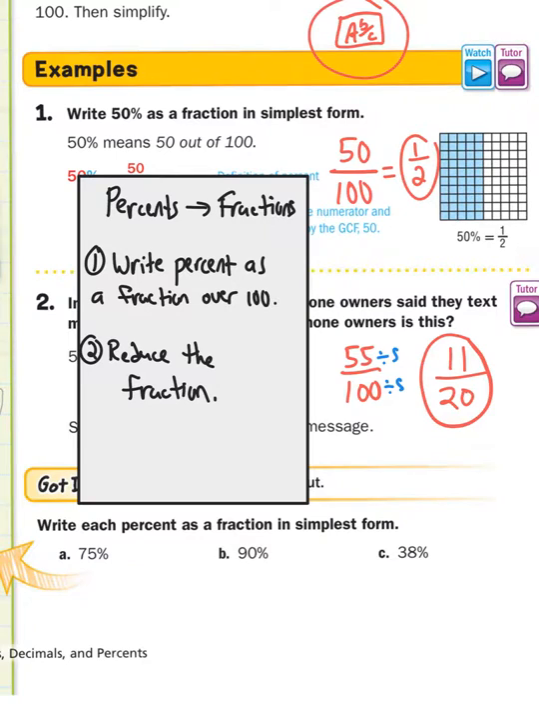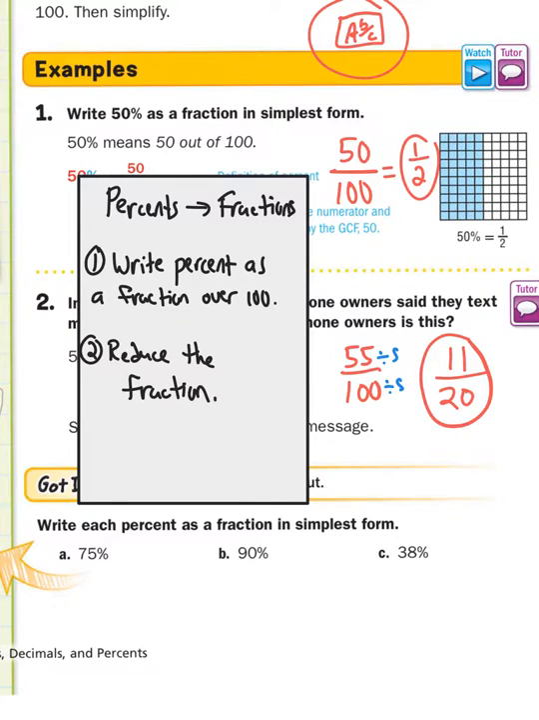Now here is your job. Your job is to do A, B, and C on your own. So pause the video. Do all 3 of these problems, follow these 2 steps, and then restart the video to see if you're right. Sound good? All right, pause it now, go.